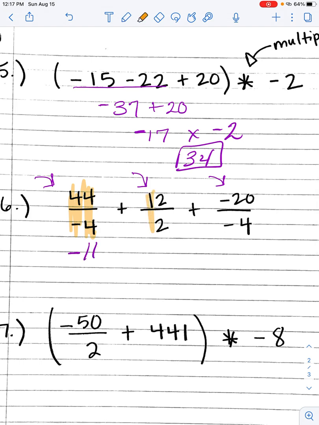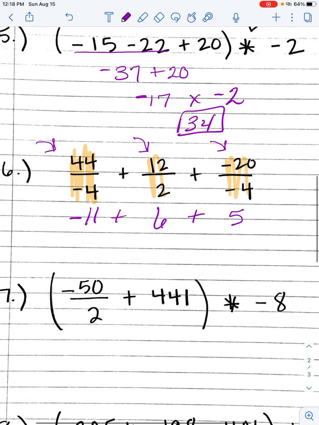Jump over to the next one. 12 divided by 2 is 6. And then this last one, a negative 20 divided by a negative 4 would be a positive 5. And then I can bring those addition signs down. Not too bad. Now I can go left to right.